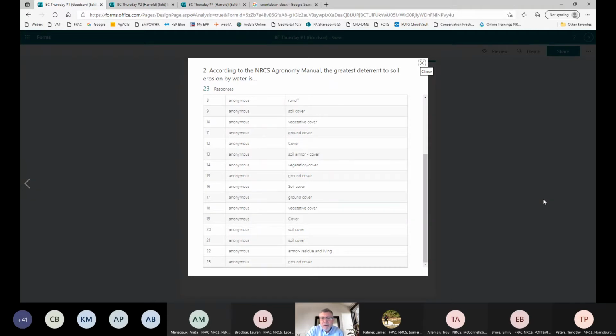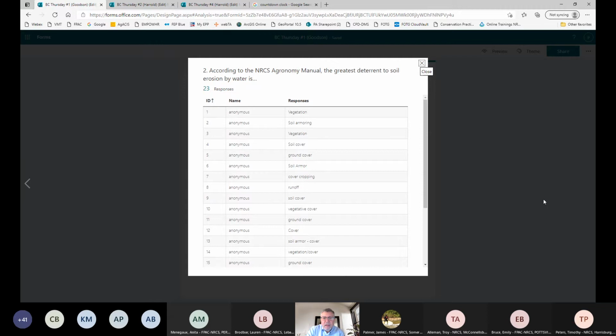So soil armor and practices and managements that will increase that and maintain that are those greatest deterrents. Living and dead vegetative cover on the soil surface.